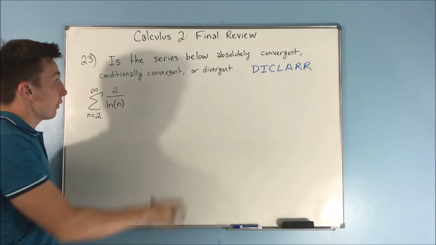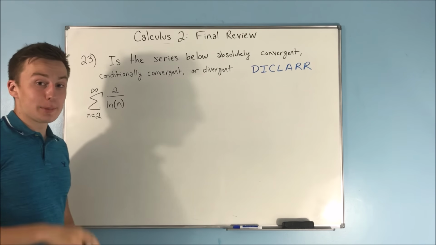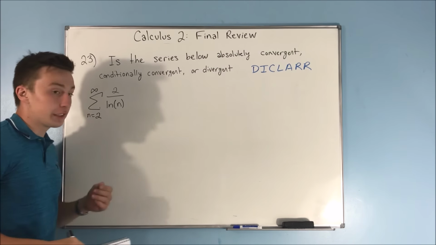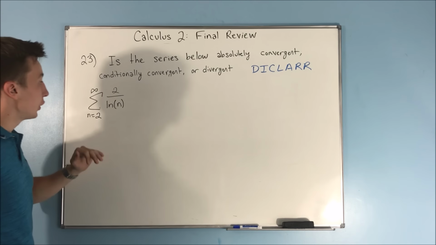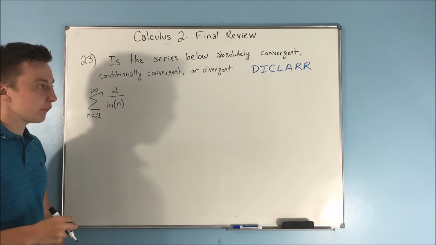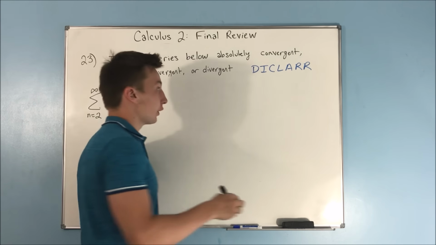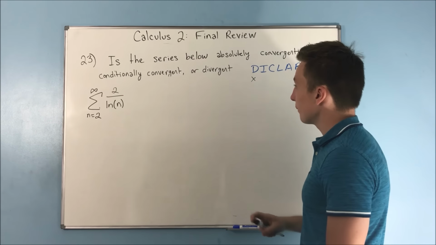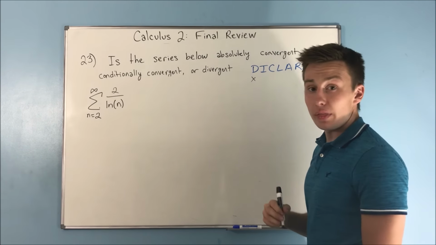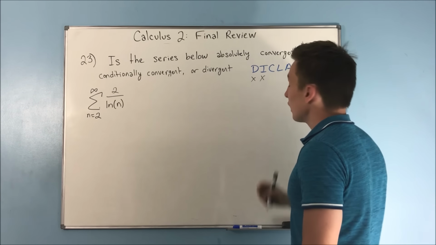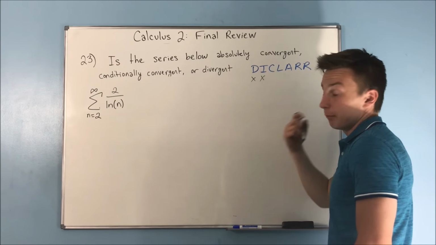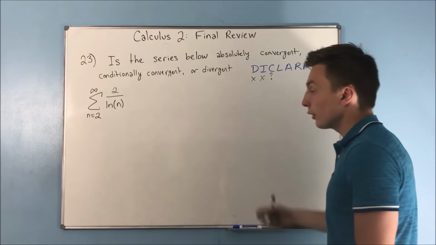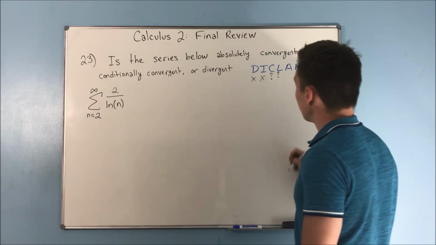All right, so number 23, we're again asking absolute convergence, conditional convergence, or divergence for now the series from n equals 2 to infinity of 2 over the natural log of n. Now here, if you use the test for divergence, you'll get that it's equal to 0. So that fails, okay? The integral test, you're not going to be able to do anything with that here, so that fails. Comparison test, well, possibly. You can't really rule out that possibility. And you can't really rule out limit comparison test either.